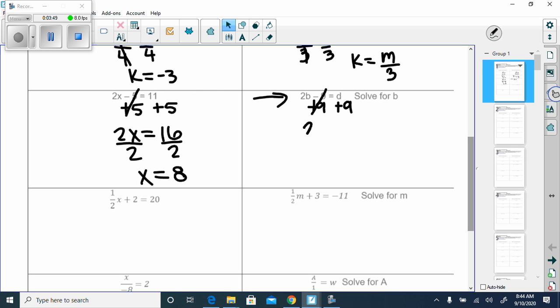So now I have 2b equals, can I combine the d and the 9? So we just leave it as d plus 9. Then what do we do? Good. That goes away. So I get b equals d plus 9 over 2.